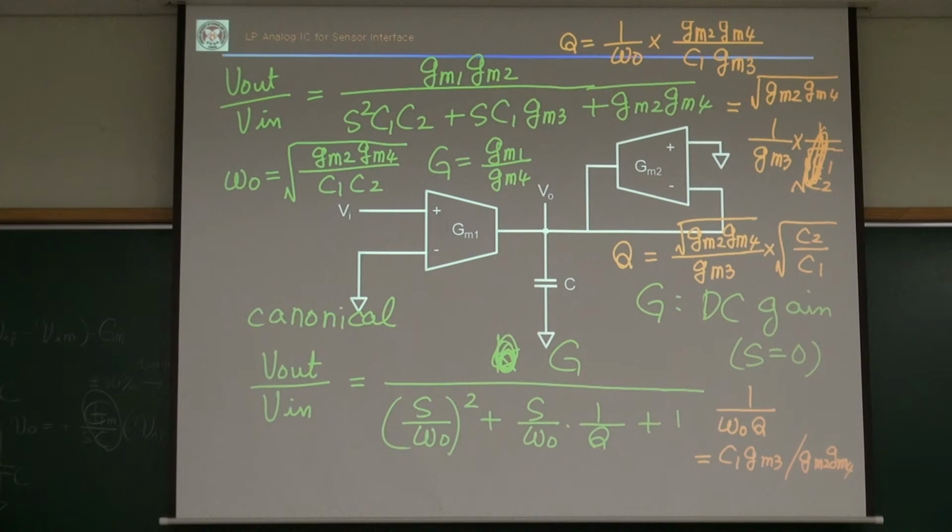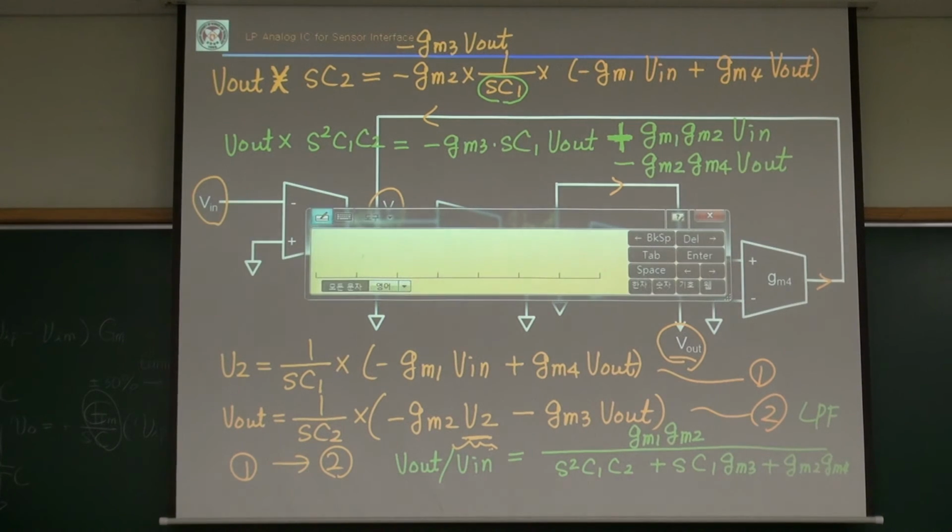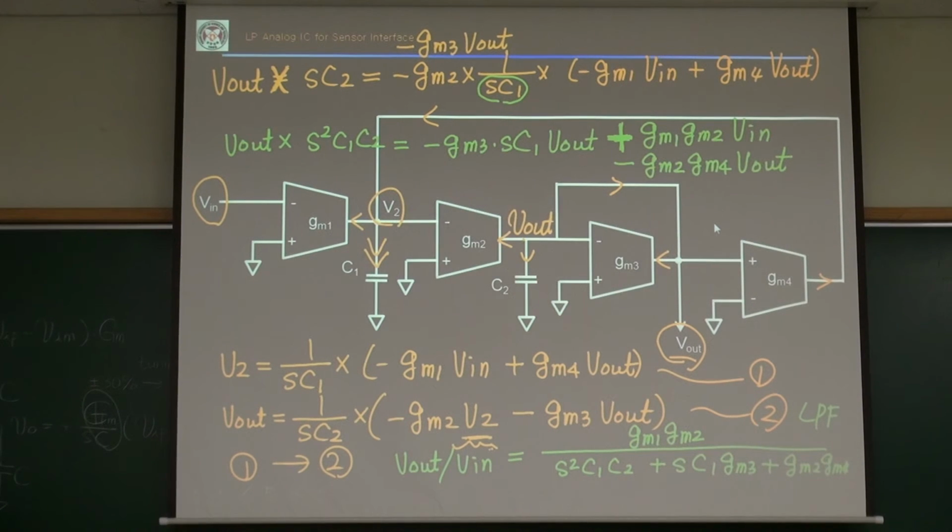Yeah, question? So if I take output voltage here with the input voltage there, then this is a non-inverting low-pass filter. Okay. So I used 2 integrators, actually 4 GM cells, 4 transconductance cells. Okay. Question.